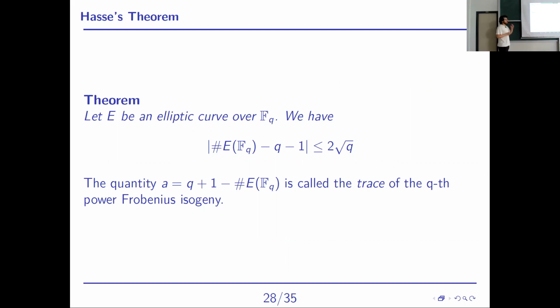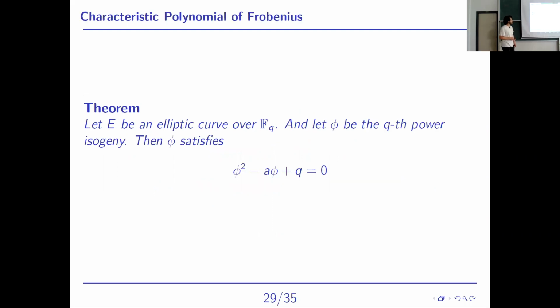One is called Hasse's theorem or Hasse's upper bound. It gives an upper bound to the number of Fp points. The proof is a little bit tricky, so we won't get into that. It states that this expression is smaller than 2 times the square root of q. The negative of this expression is called the trace of the Frobenius endomorphism. The name trace comes from some linear representation of the endomorphism ring. We don't need to get into that.